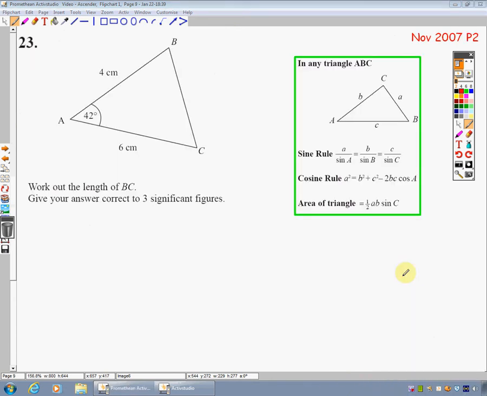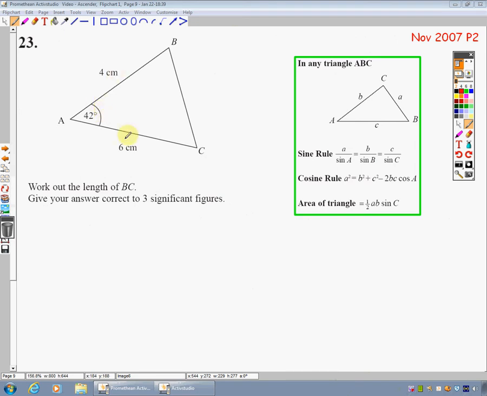Key points, this one is a triangle. It's not a right angle triangle, but it's talking about angles and sides, so we know it's going to be difficult trig. The way to spot this from a sine rule question is that it's only got one angle and the sides either side of it. And it's asking us to find another side, so it's going to be our cosine rule.